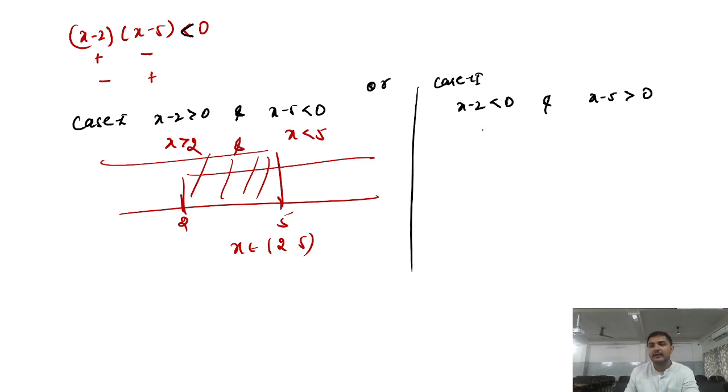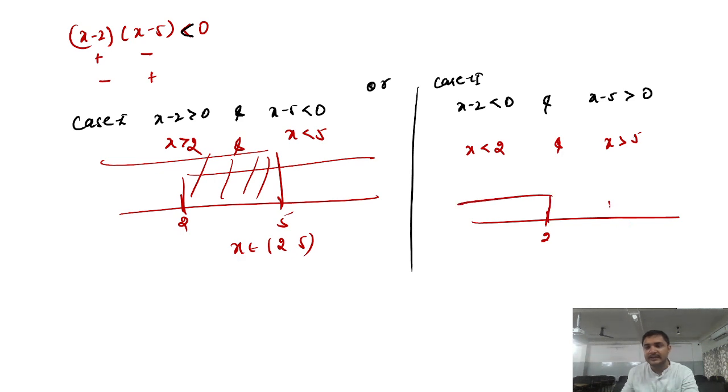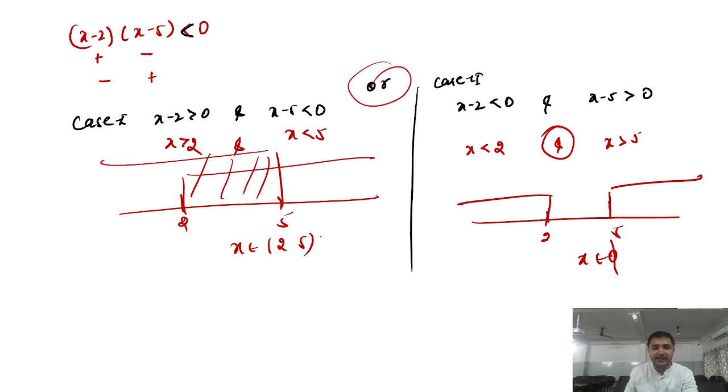So then x minus 2 less than 0 and x minus 5 greater than 0. In that case, we get x less than 2 and x greater than 5. x less than 2 means the left side of 2, and x greater than 5 means the right side of 5. In between we have 'and', so we need to take the common part. There is no common part as such. Now, 'or' in between means we take the union of these two. Here it is a null set, so the combined union will ultimately be 2 to 5 only. Isn't it?